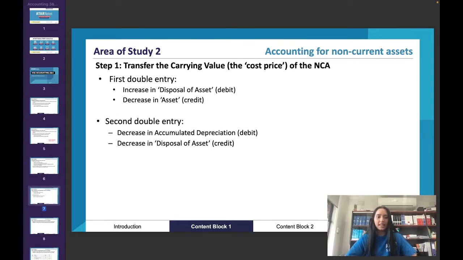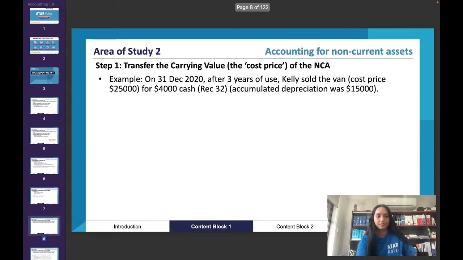So step 1 is to transfer the carrying value of the non-current asset. So the first double entry is we increase disposal of asset, or we debit disposal of asset, and we decrease asset by crediting asset. And then the second double entry is we decrease accumulated depreciation by debiting accumulated depreciation, and we decrease disposal of asset by crediting disposal of asset by that accumulated depreciation amount.